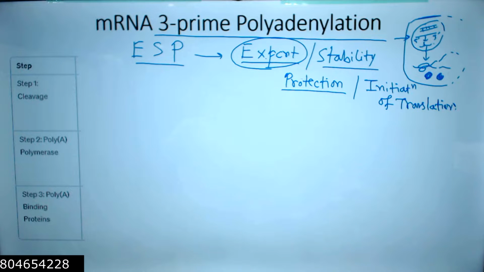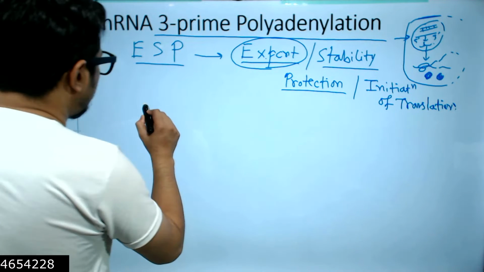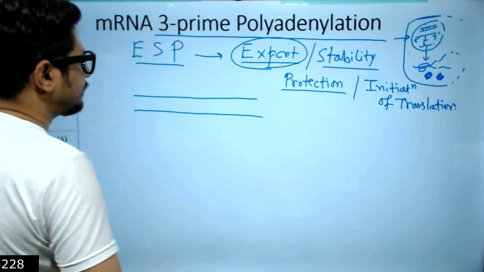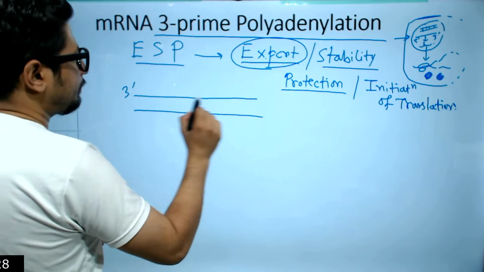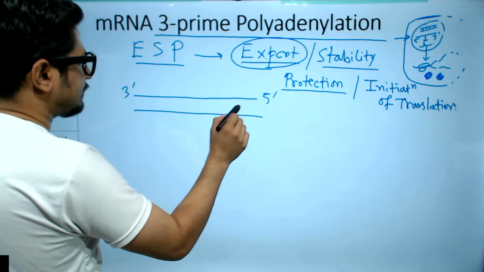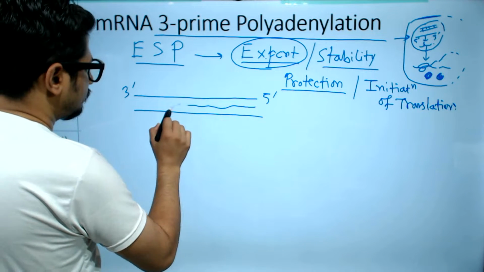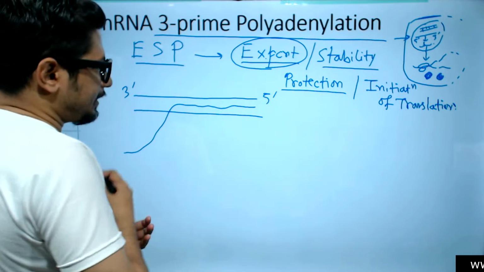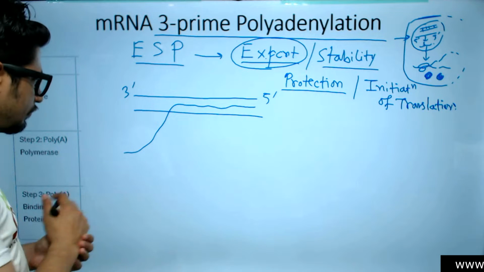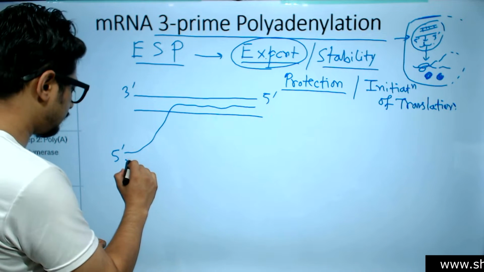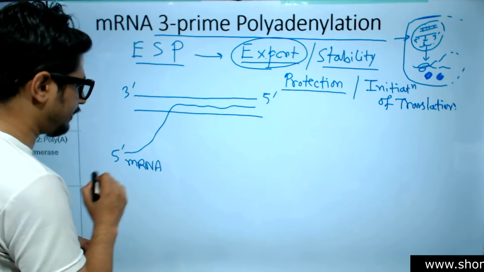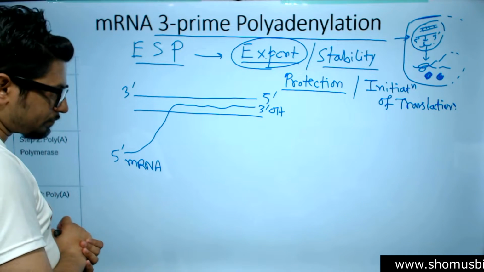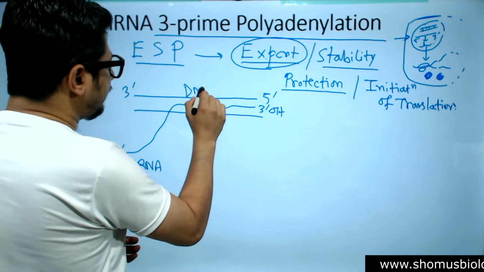So I will first draw this DNA. Why it's important, I'll tell you in a moment. Let's say this is 3', this is 5', and this is our RNA which is being produced. The RNA is the wavy one and the DNA is the straight line. The RNA 5 prime, this is mRNA being produced, this is 3 prime of the RNA. And this is our DNA as we are talking about.